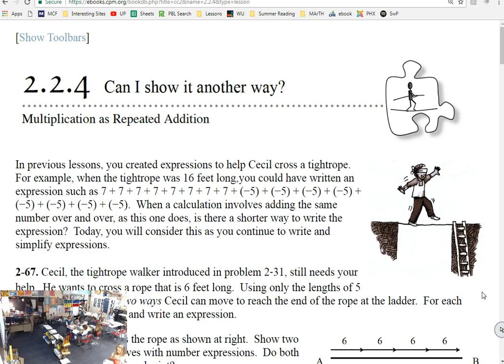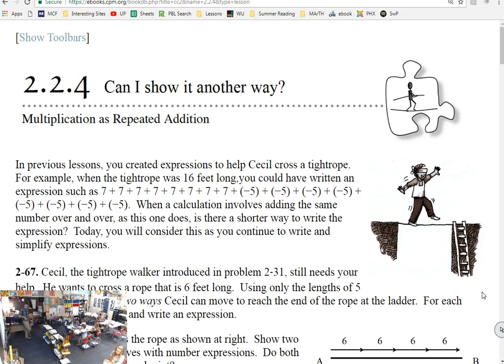Sometimes when Cecil does routines, he uses the same move in a repeated fashion. So, because I don't have much space to work with, let's say that these values are inches. Say I'm Cecil, moves 7 inches, 7 inches, 7 inches, and so on, eight times. I kind of lost count. And then 5 back, 5 back, 5 back, eight times.